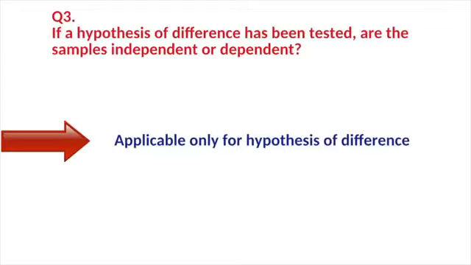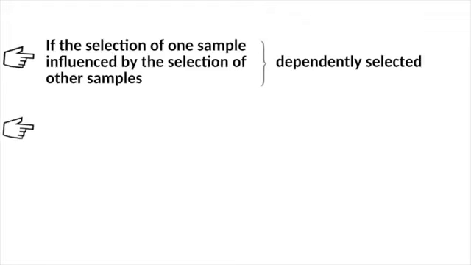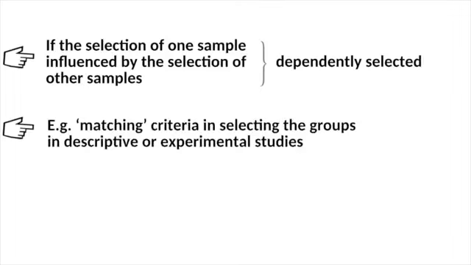As mentioned previously, testing for hypothesis of association involves measurements of two or more sets of outcomes within a single sample. Hence, this checklist question becomes irrelevant. In the instances where the hypothesis of difference is being tested, if the selection of one of the samples is in any way influenced by the selection of the other samples, we call them dependently selected. An example of dependent sample selection in either descriptive or experimental studies will be when matching criteria have been used in selecting the groups to be tested.